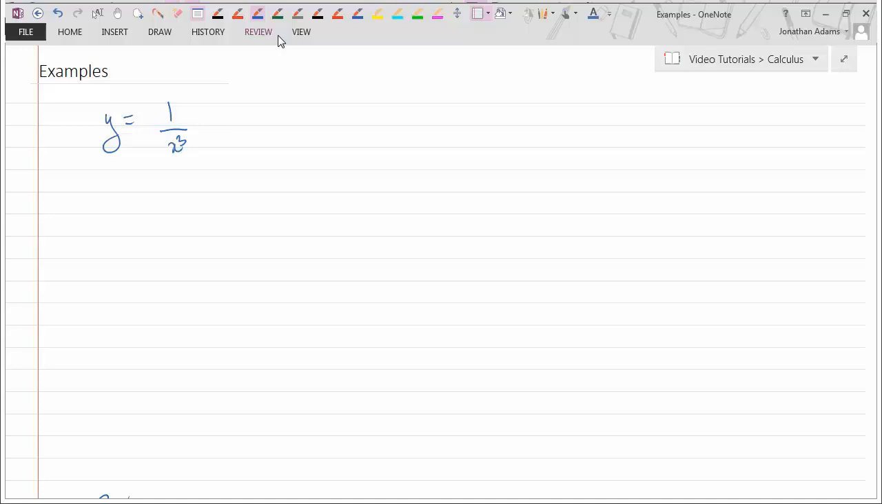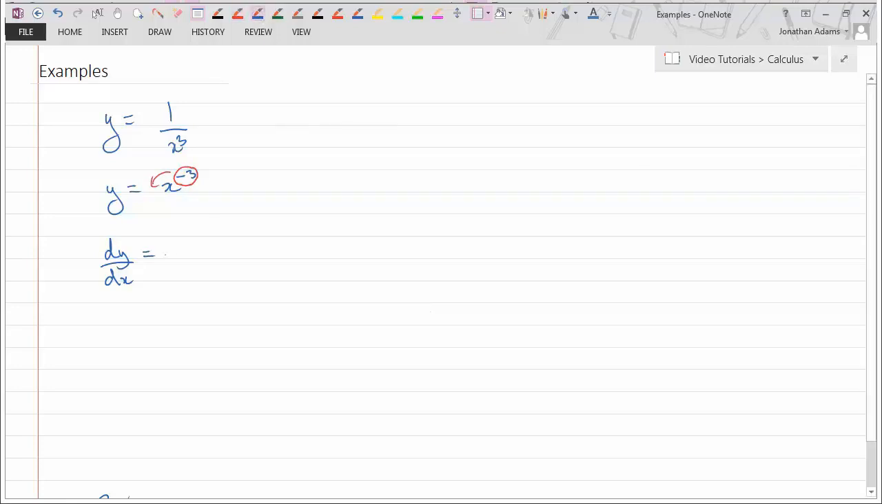Let's look at a few examples of how we use these power rules to differentiate various functions. So let's look at the first one, y equals 1 on x cubed. We've already discussed how this can be written using our index laws as x to the minus 3. Now, once I've got it into this form, we can just straight away apply the power rule to this result. So the power rule says I take the power and I bring it down the front.